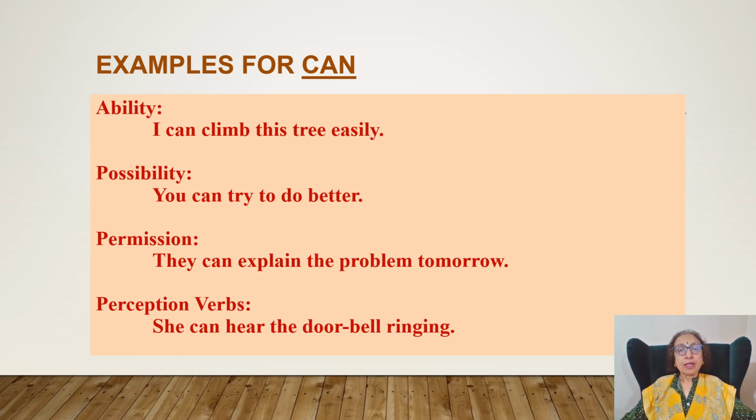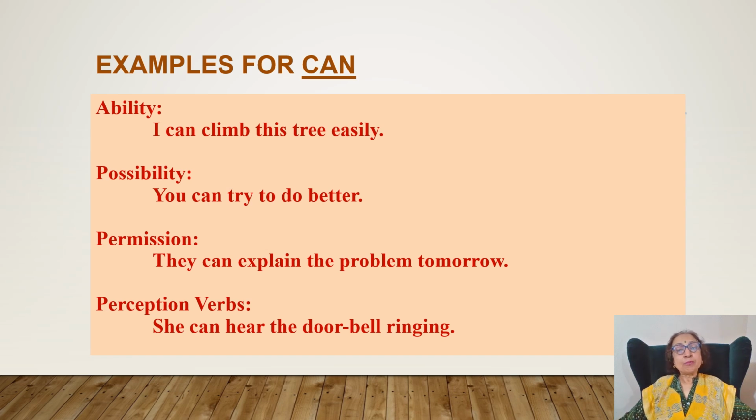Possibility. You can try to do better. Try is the main verb. Can says that you have the possibility of doing better. So that possibility is indicated by can. Then permission. They can explain the problem tomorrow. Now they were supposed to do it today, but you're permitting by saying they can do it tomorrow.